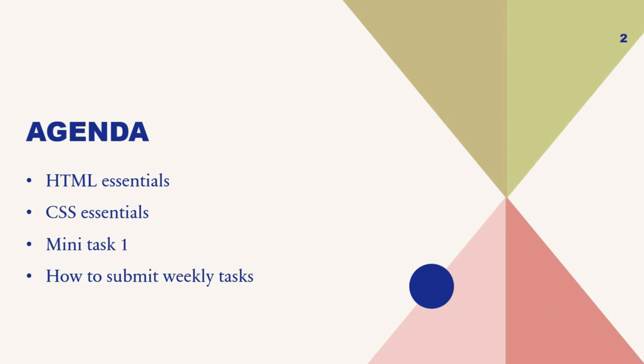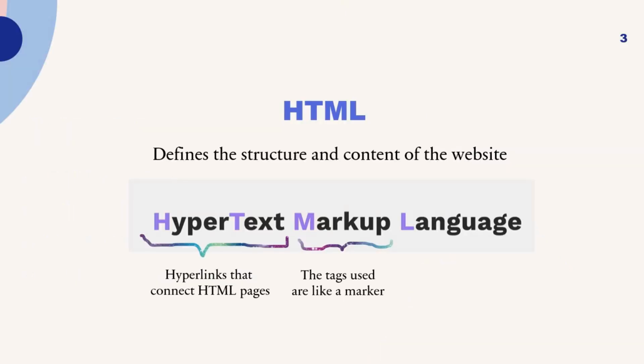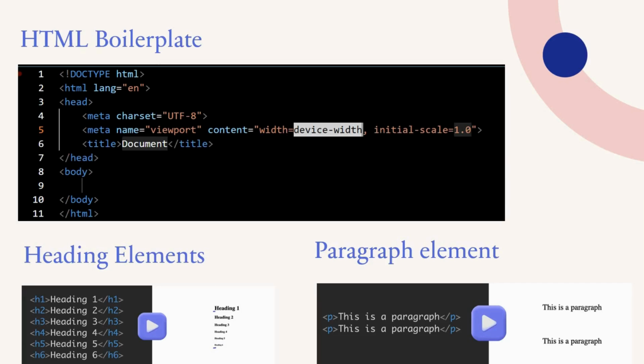After HTML and CSS, I'll introduce mini task 1 as well as how you can submit your weekly tasks. So HTML stands for Hypertext Markup Language. Hypertext is all the links together, which is there in HTML, and markup is the tags, which is there in HTML. And the next one would be the HTML boilerplate.